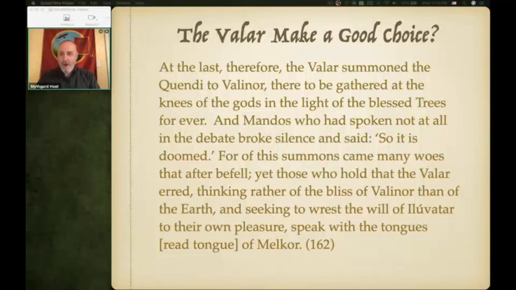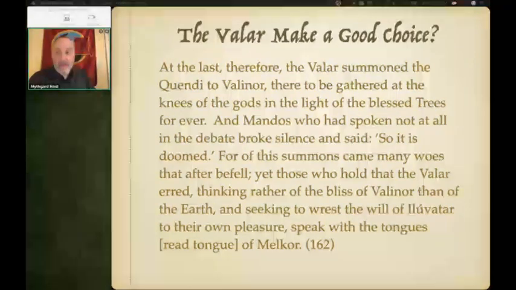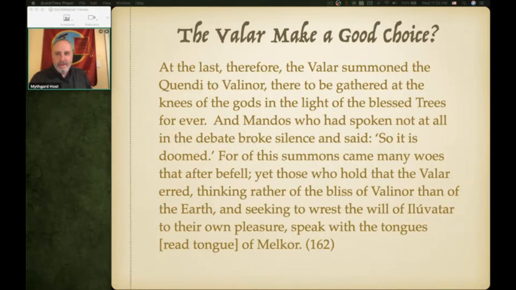Whoa! Whoa! The tongues of Melkor! Right? If you think that the Valar were wrong, right? If you think that in inviting them, they screwed up, right? And they were being selfish and thinking only of the bliss of Valinor and neglecting Middle-earth, and if you thought that they were being selfish, you are speaking with the tongue of Melkor, my friend. Holy cow. Whew.